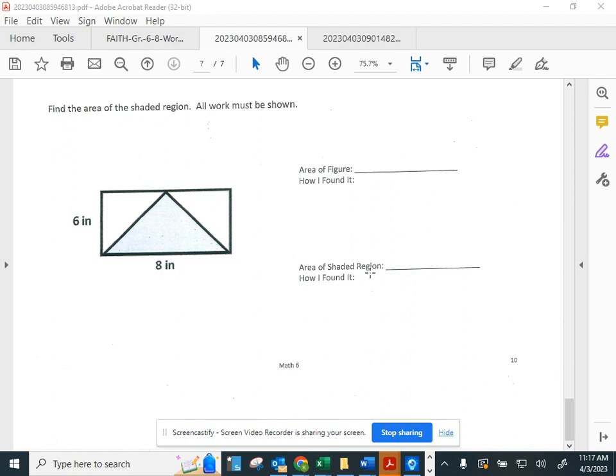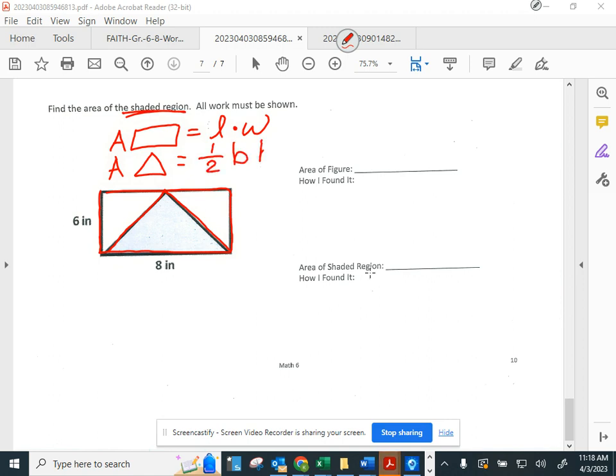Find the area of the shaded region. So the first thing we have to do is the area of our full figure. That is a rectangle. To find the area of a rectangle, you do length times width. To find the area of our triangle, we do 1/2 the base times the height. This is our base. This is the height. I don't have a number in the middle of that triangle. How do I find it?